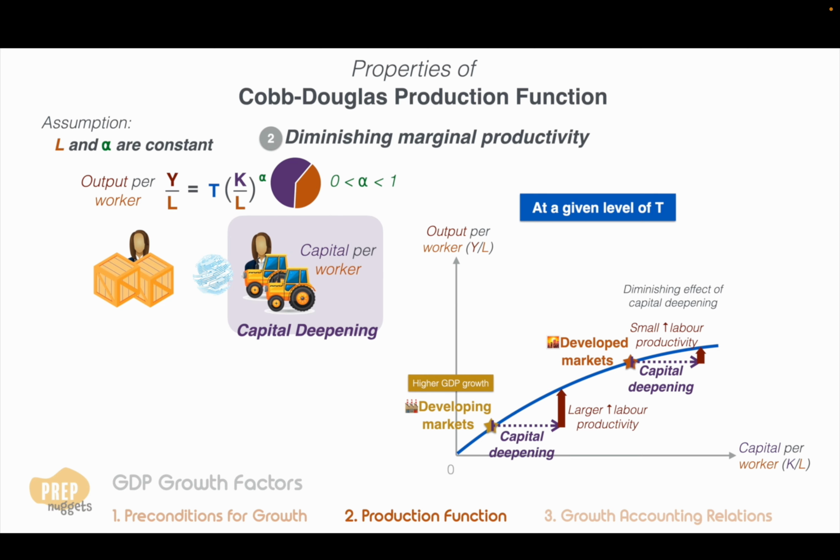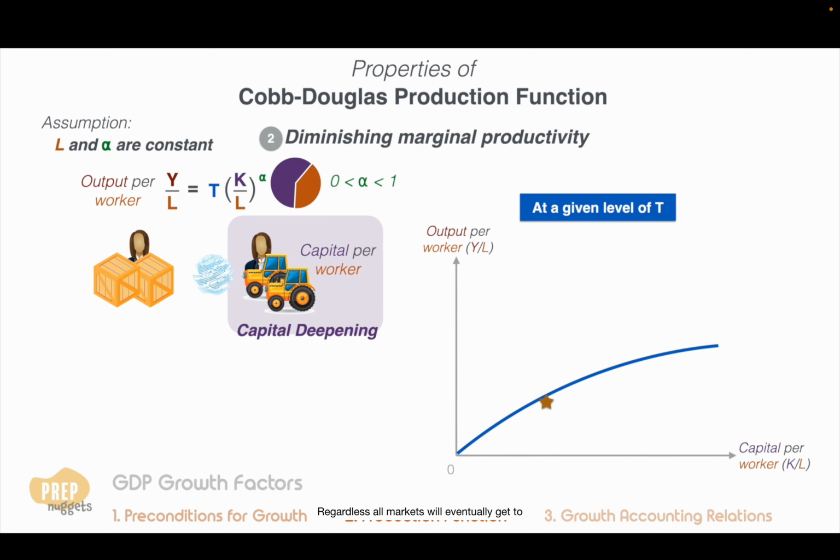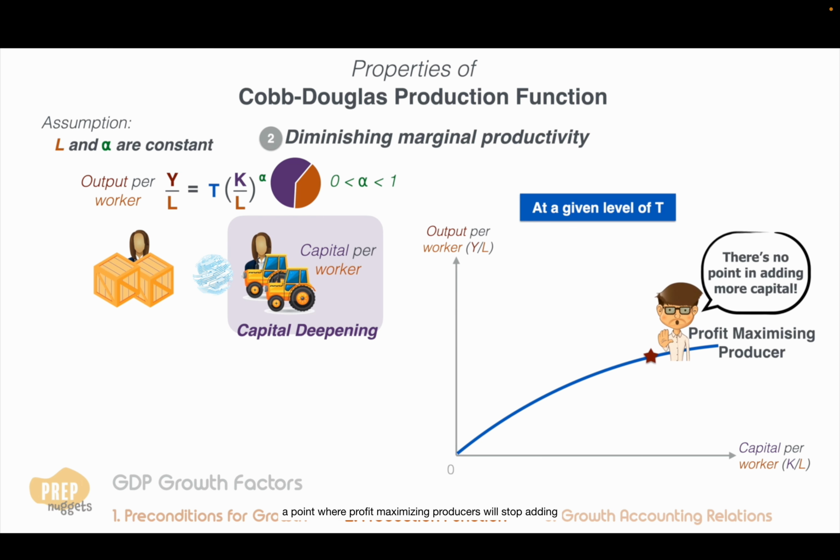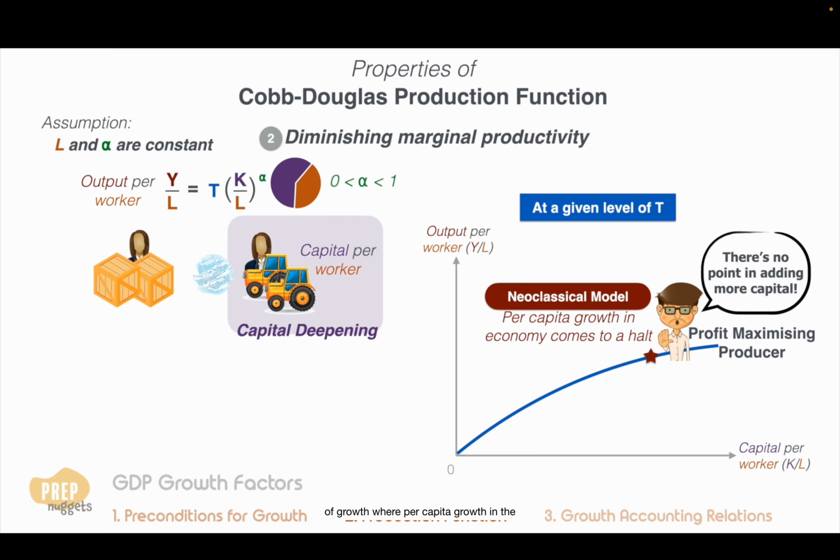Regardless, all markets will eventually get to a point where profit-maximising producers will stop adding capital. This point is very significant in the neoclassical model of growth, where per capita growth in the economy will come to a halt. We will elaborate more on this in a later lesson, but for now just know that this is the equilibrium point where the marginal product of capital and the marginal cost of capital are equal. Producers will not want to borrow at a higher cost to produce less than that cost.